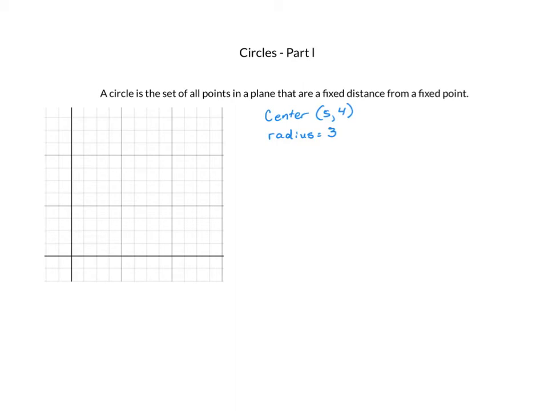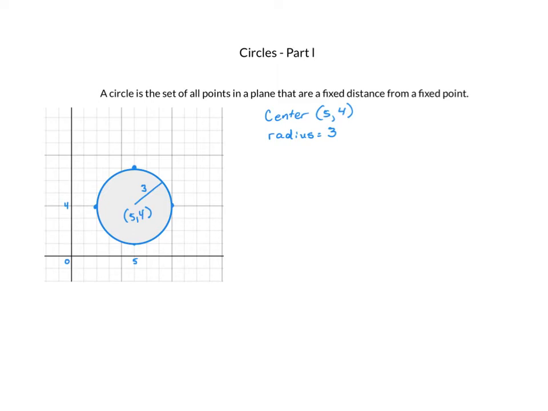So let's draw this picture. Here's my origin. 5 will be here and 4 is here. So my center would be right at this point. Now, a radius of 3 means from the center, I would move 3 in every direction. And of course, every direction doesn't imply just those points, but all points that are 3 units from the center. So here's our circle with center 5, 4 and radius 3.